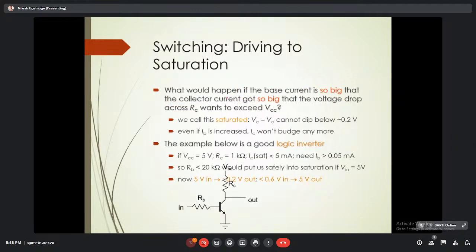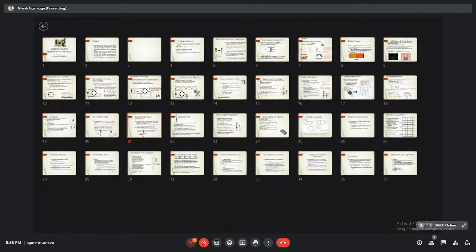Again, switching, driving to saturation: if we want to use the transistor as a switch, then we need to see the output characteristics of the transistor. I will show you the output characteristics, which matter a lot. Here I am drawing this. This is V, this is I. It is simply the output, and the characteristics are just like that.